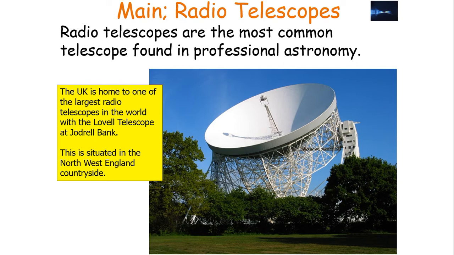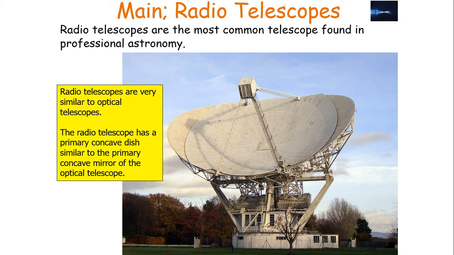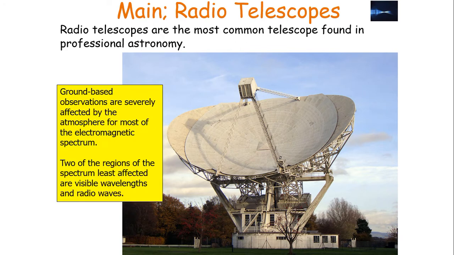Now, the UK is home to one of the largest radio telescopes in the world, which is the Lovell Telescope at Jodrell Bank, situated in the northwest English countryside. Now, radio telescopes are very similar to optical telescopes. The radio telescope has a primary concave dish, which is very similar to the primary concave mirror of the reflecting optical telescope. Now, ground-based observations are severely affected by the atmosphere for most of the electromagnetic spectrum.